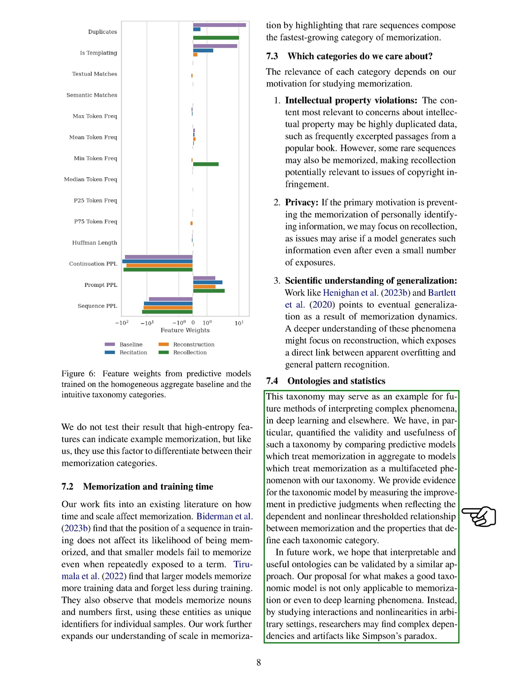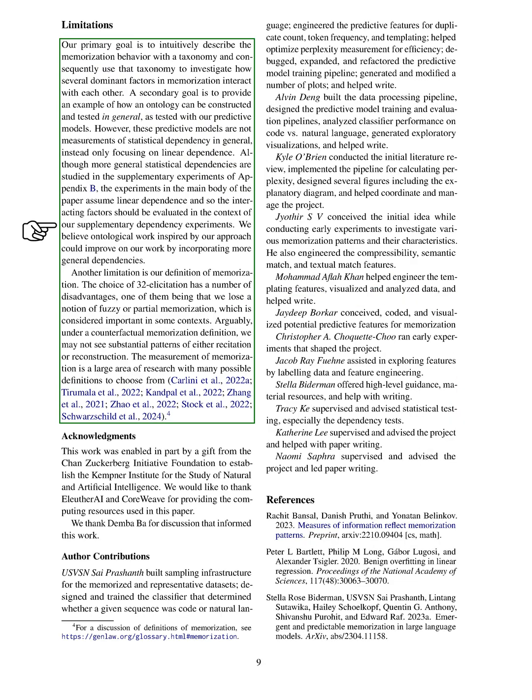Our aim is to explain memorization behavior using a taxonomy and explore how different factors in memorization interact. We also aim to demonstrate how ontologies can be created and tested, as shown through our predictive models. However, it is important to note that our predictive models focus only on linear dependencies and do not cover general statistical dependencies. While we do explore more general dependencies in the supplementary experiments, the main experiments assume linear dependence. Therefore, the interactions between factors should be interpreted in the context of our supplementary experiments.